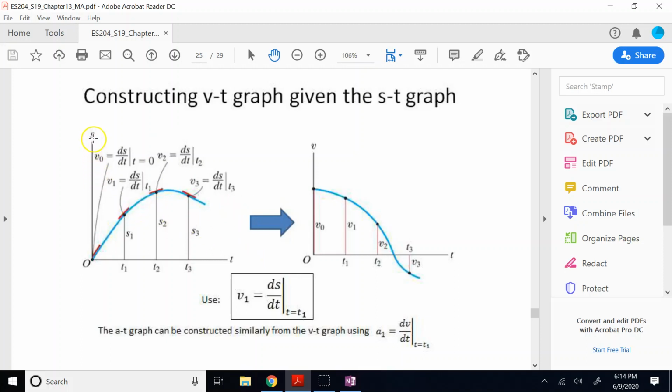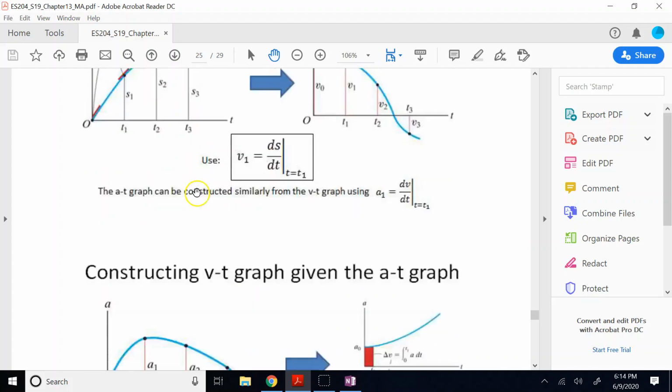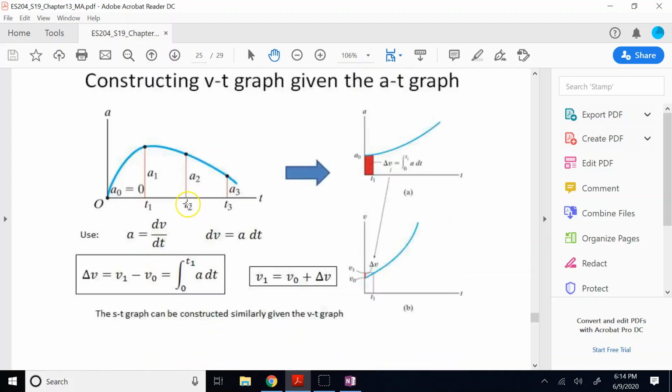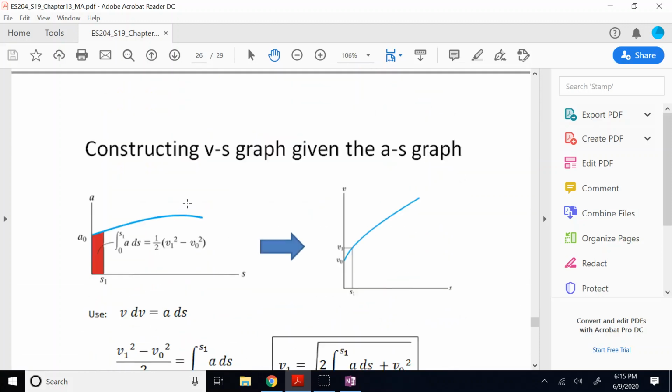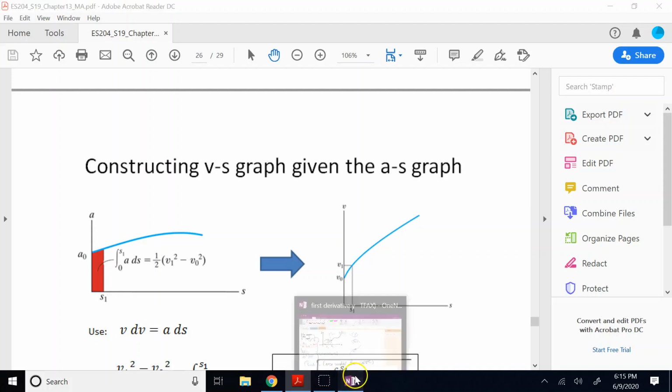So again, if I have a plot of s versus t, at any time point, the slope of the tangent line is going to be what? The instantaneous velocity, right? Good. What about the average velocity? If somebody says, what is the average velocity, what would you do?